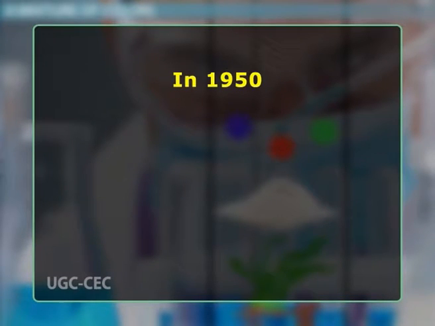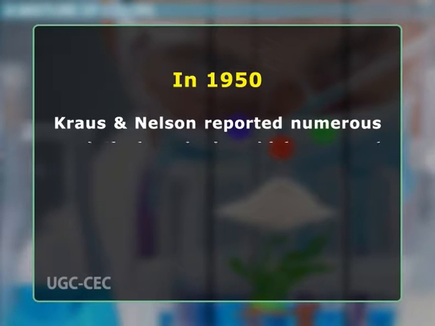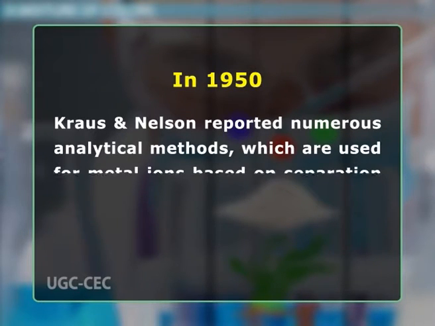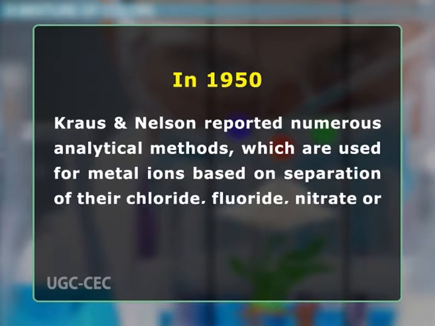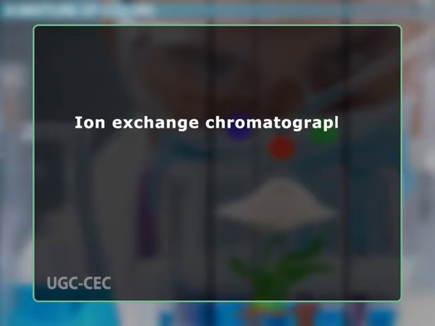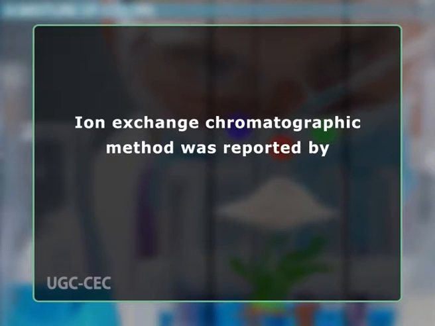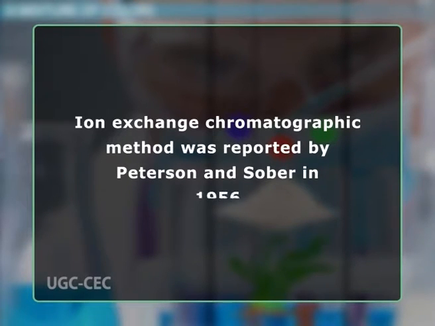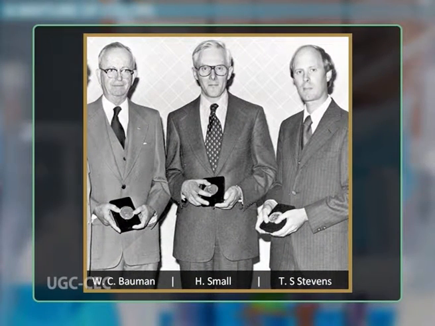Beginning in the 1950s, Ross and Nelson reported numerous analytical methods for metal ions based on separation of their chloride, fluoride, nitrate or sulfate complexes by anion chromatography. In order to separate proteins, an ion exchange chromatographic method was reported by Peterson and Sober in 1956. In modern form, ion exchange chromatography was introduced by Small, Stevens and Bauman in 1975.